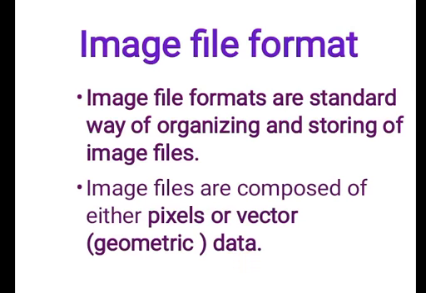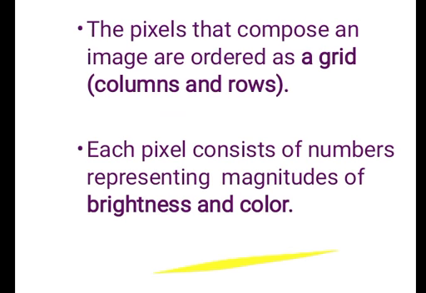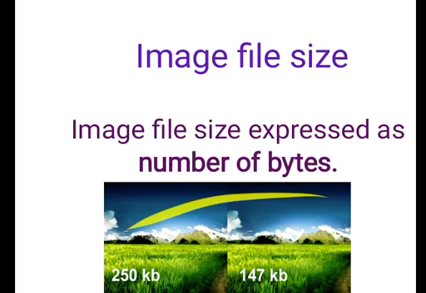What is image file format? Image file formats are a standard way of organizing and storing image files. Image files are composed of either pixel or vector geometric data. The pixels that compose an image are ordered as a grid, columns and rows. Each pixel consists of numbers representing magnitudes of brightness and color.